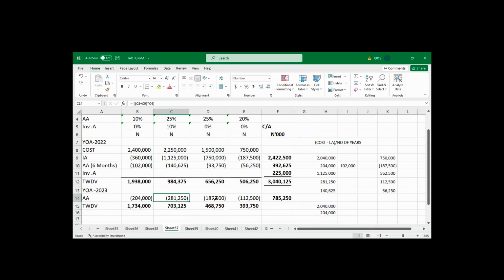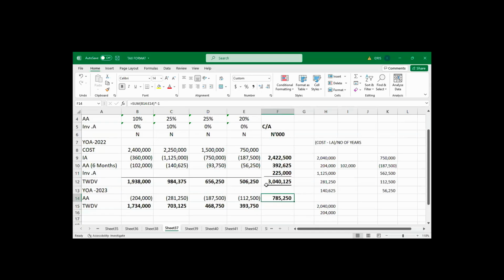For motor vehicle, 93,750 multiplied by 2, 187,500. While for furniture and fitting, 56,250 multiplied by 2, 112,500. At the end of the day, the total annual allowance for 2023 year of assessment, when you sum everything together, will give you 785,250. So let's go back to the solution now.